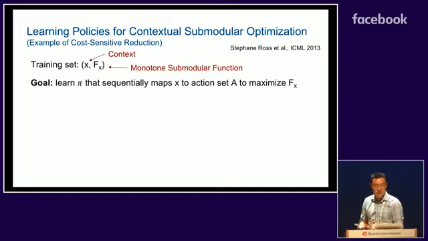And the goal is to learn a pi that greedily or sequentially maps x to an action set A to maximize f sub x. For those of you who don't know, submodular functions are set functions that map sets to real values. Typically in the maximization setting, one wants to select a budgeted subset of the ground set of actions that maximizes f sub x. The greedy algorithm, which sequentially grows the set, is the most widely accepted way of doing so. But now we want to learn a policy that does this without having to actually query f sub x.